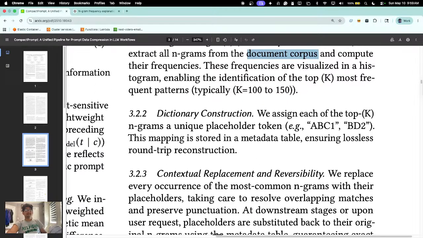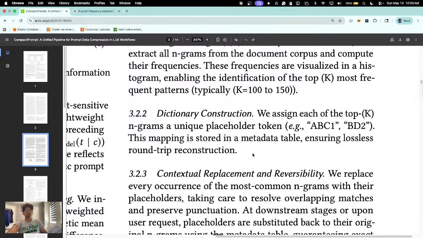Then we have a dictionary construction. So we take this top k amount. I said that k was 120. So let's say top 120 n-grams, again, k could be anything. Typically, again, it's 100 to 150. That's just like the industry standard. So we assign each of the top k n-grams a unique placeholder token, like ABC1, BD2, so it's basically just some random placeholder token. This mapping is stored in a metadata table, ensuring lossless round-trip reconstruction.